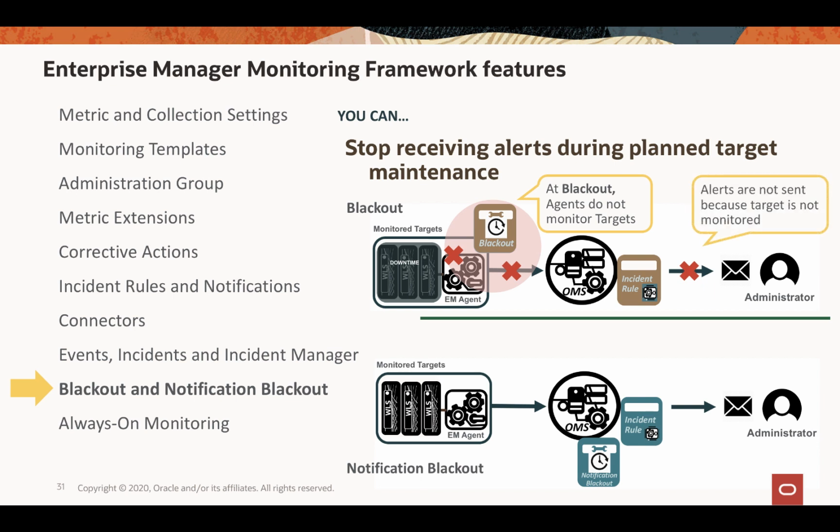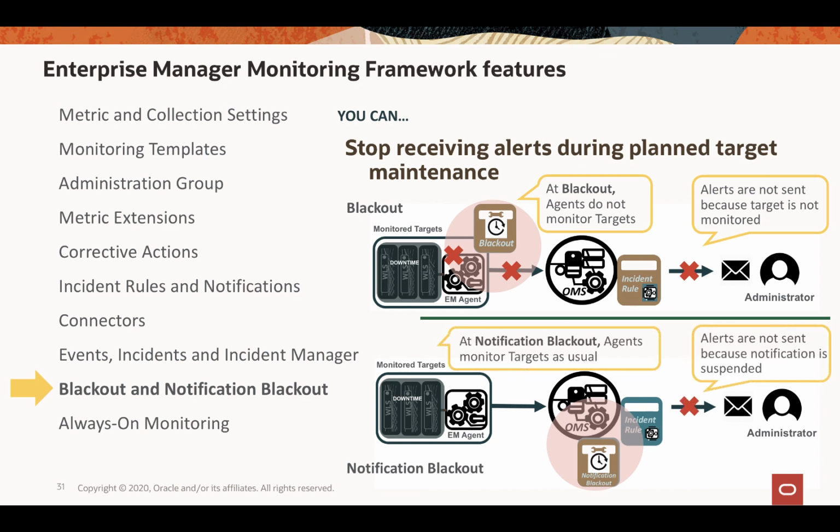Blackout is an agent-side operation and suspends the entire target monitoring. Because there's no target monitoring, you get no alerts. Notification blackout, on the other hand, is purely an OMS-side operation, so it continues to monitor targets during the specified period. It just suspends the notification. So those are the differences.